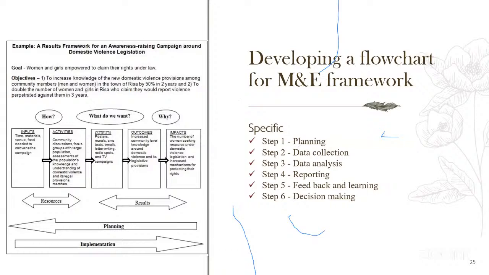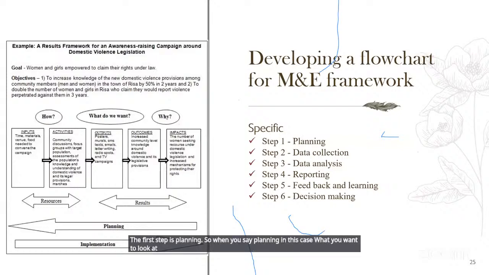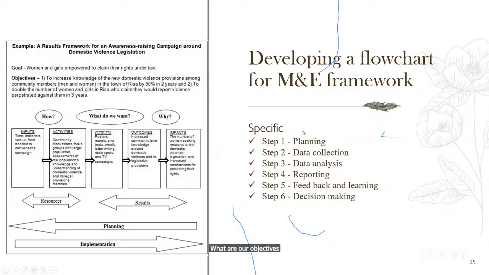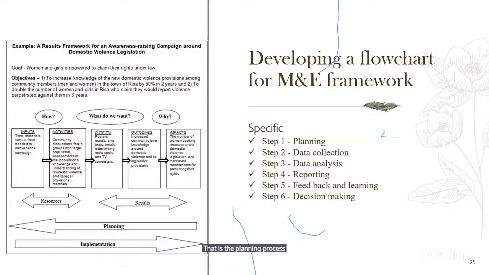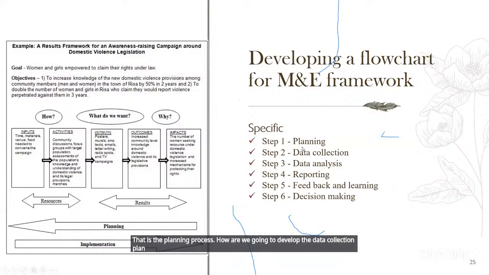So when you say planning, in this case, what you want to look at is first, in the planning process, we define the objectives, isn't it? What are our objectives for the M&E? You identify which indicators we are going to be looking at and what the targets are. That is the planning process. How are we going to develop the data collection plan?